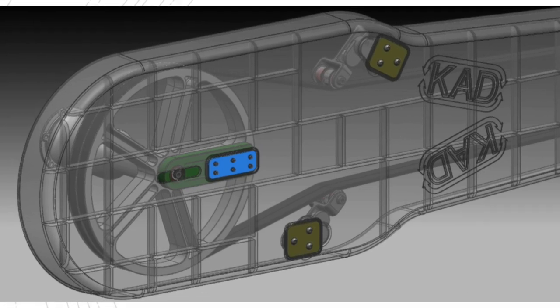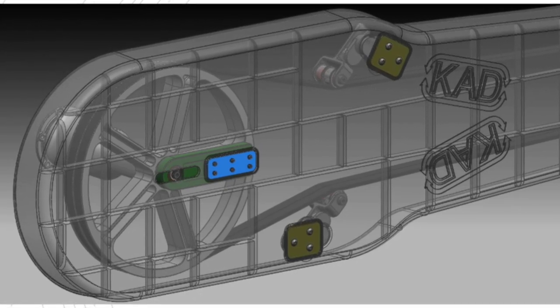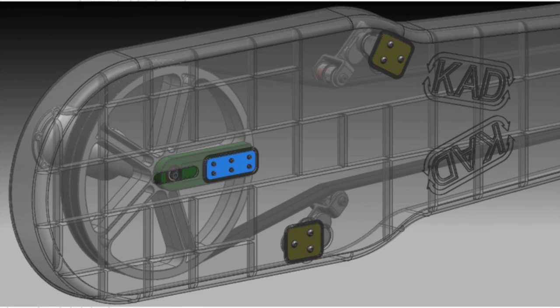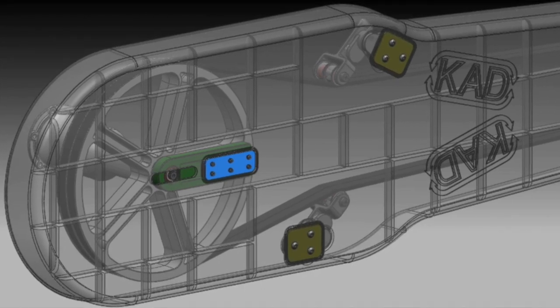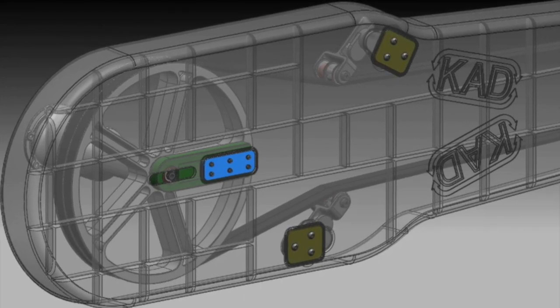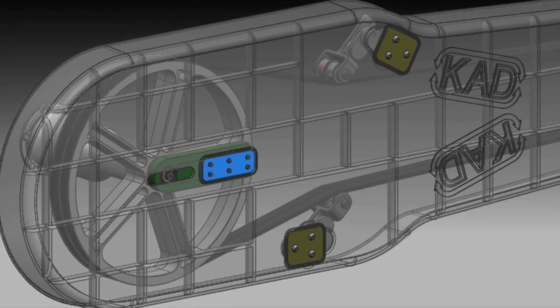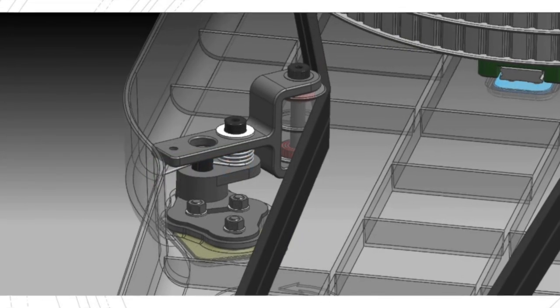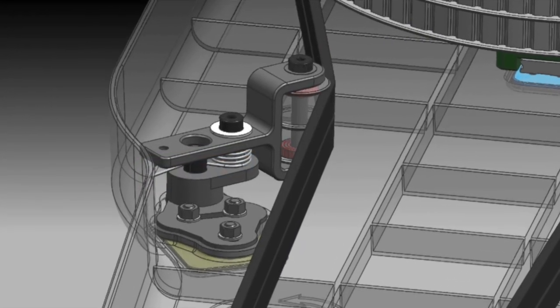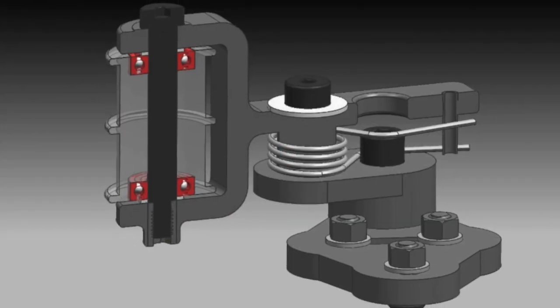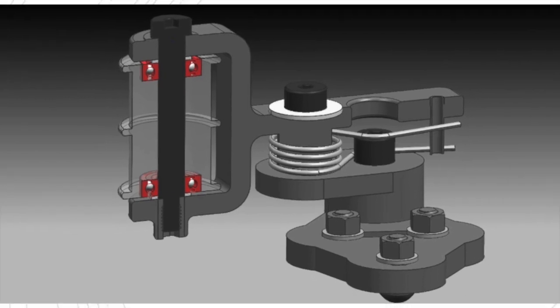A ball slide, which is used to facilitate the changing centerline distance, is also shown. The ball slide, green, is mounted to the wheel gear and the belt guard. This is a close-up view of the belt tensioner on the dual belts, and we have a close-up cross-sectional view of the belt tensioner.